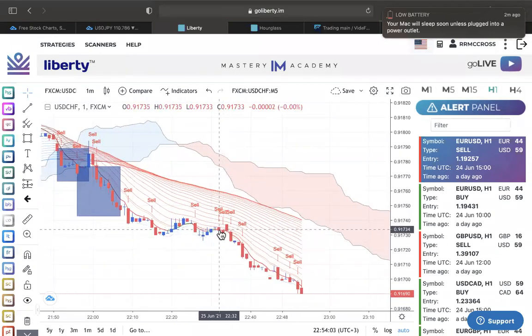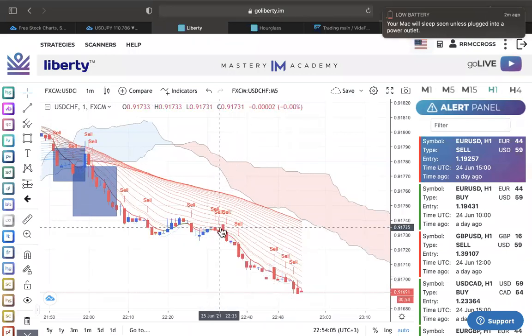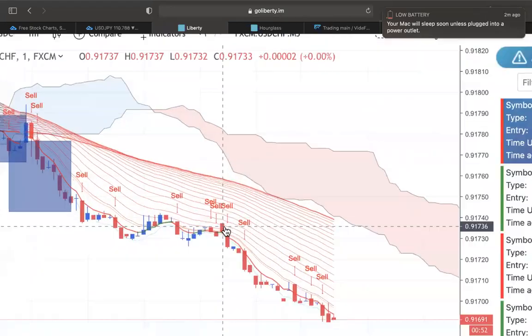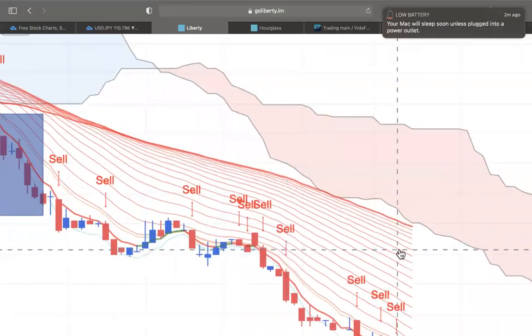All right, boom. Here's our downward movement again. Our push down. Now we got our 3 candles pushing down. Let me zoom out a little bit.